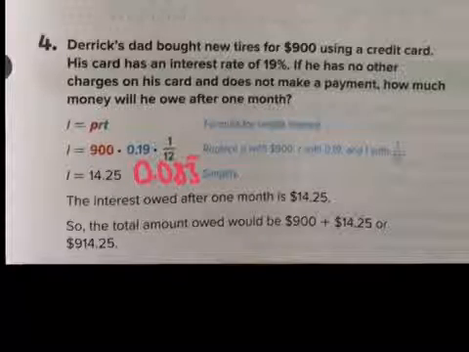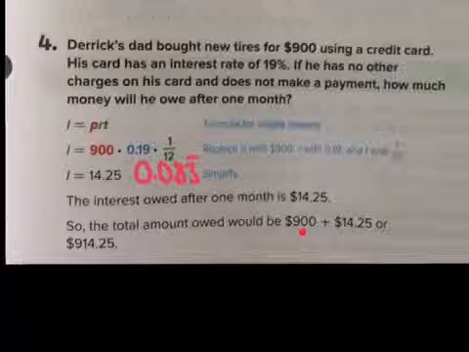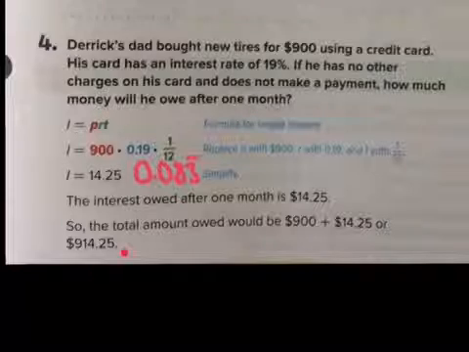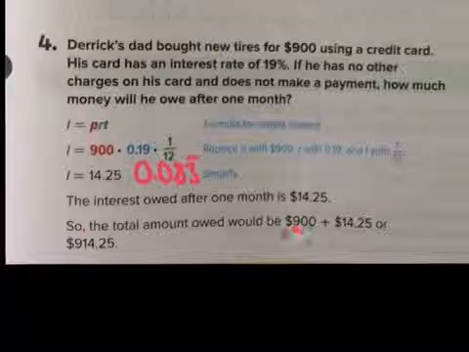Okay? And that's going to give me my interest on those tires. So the interest owed after 1 month is $14.25. So the total amount is going to be $900, my principal, what they lend me, plus the interest, so it's $914.25. So the credit card company just made $14.25 for doing nothing. All they did was lend me some money that I had to pay back.